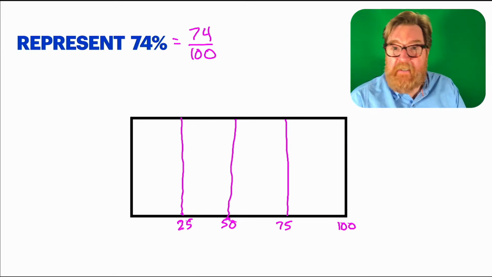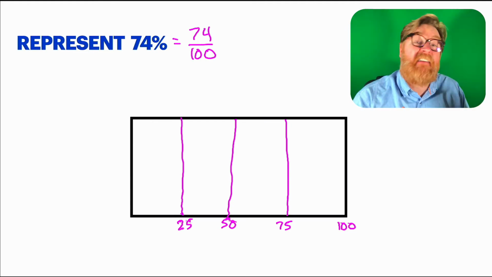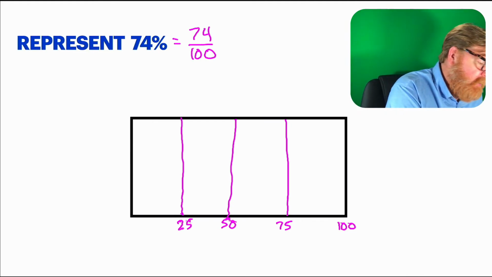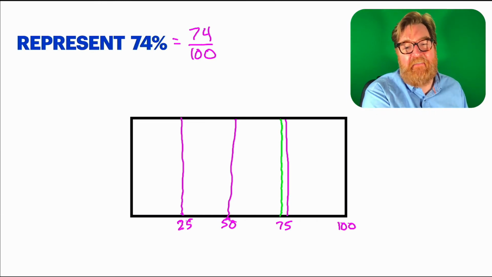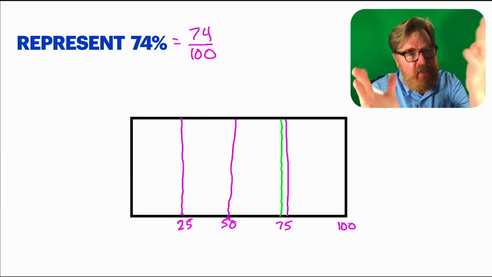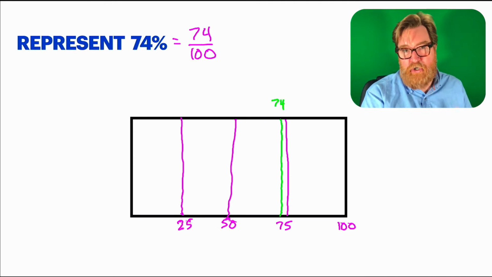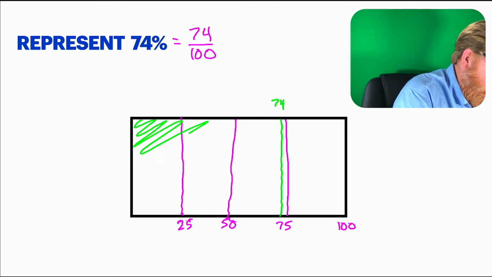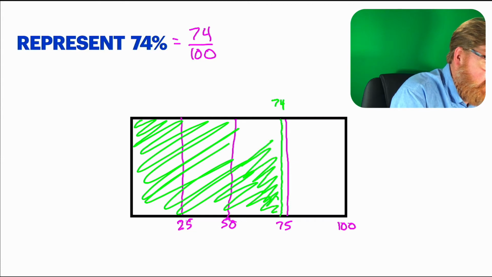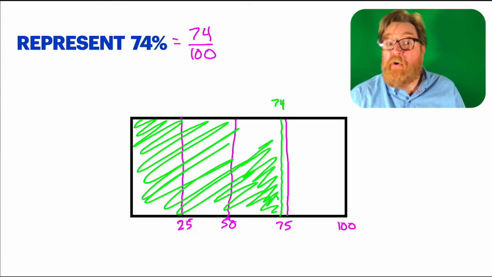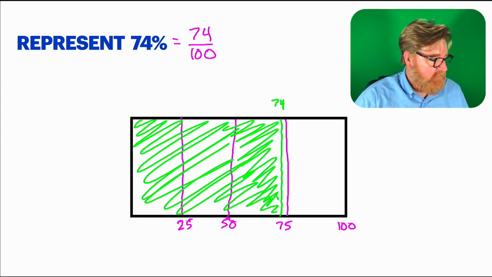75, doesn't it? So that's great. That's right in the neighborhood of where we want to be. 74 hundredths would then be just to the left of 75, even closer than what I have there, but I just wanted to make sure you could see it. This is 74 hundredths. So let me color in all the way up to that green line, to 74 hundredths, or 74%. Okay, looking all right? Very nice, very nice.